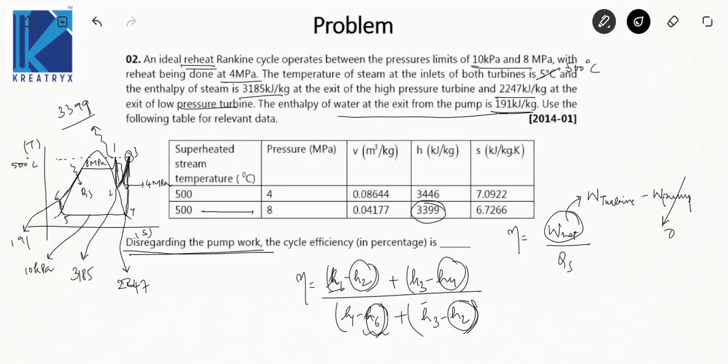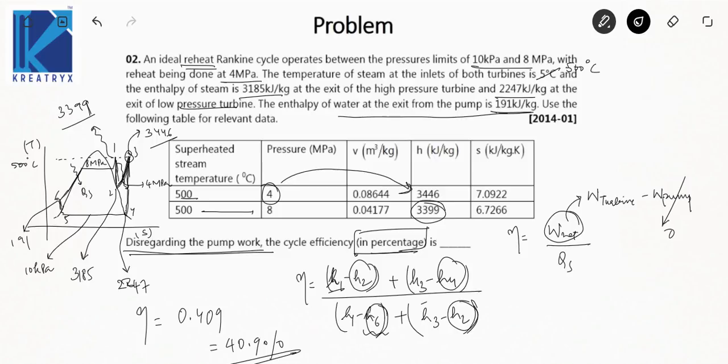Again, the temperature is 500 degrees Celsius, but this time the constant pressure line is 4 megapascal, so you will use this value of H. So H3 becomes 3446. Put the values of all the specific enthalpies and get your answer as 0.409, but you have to fill the answer in percentage, that is 40.9%. Be careful, you have to fill the answer in percentage.